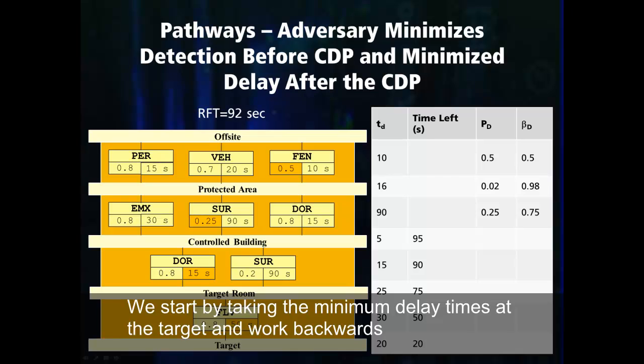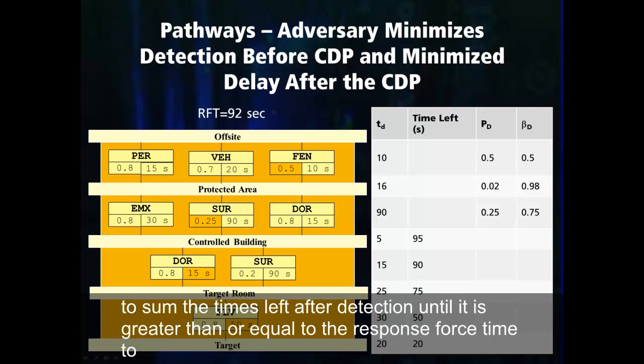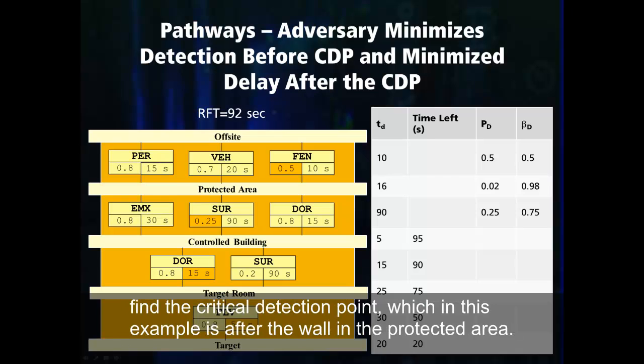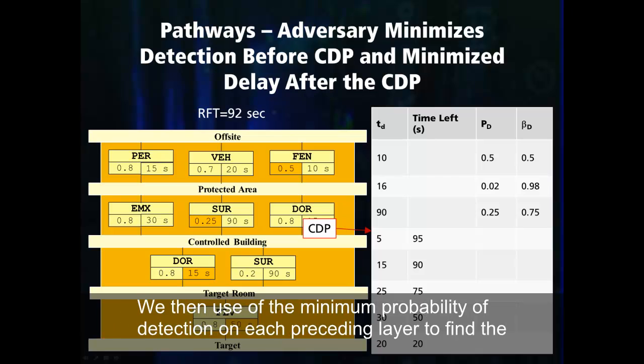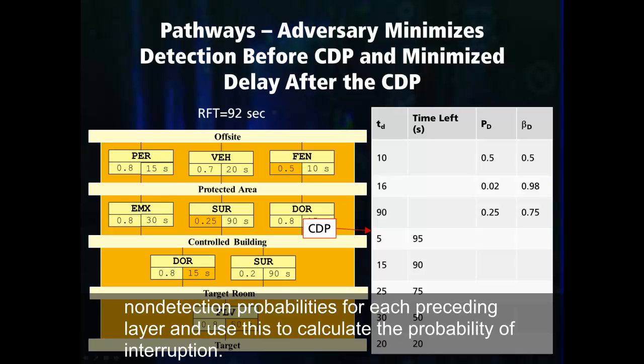We start by taking the minimum delay times at the target and work backwards to sum the times left after detection until it is greater than or equal to the response force time to find the critical detection point, which in this example is after the wall in the protected area. We then find the minimum detection path before the critical detection point. We then use the minimum probability of detection on each preceding layer to find the non-detection probabilities on each preceding layer and use this to calculate the probability of interruption.